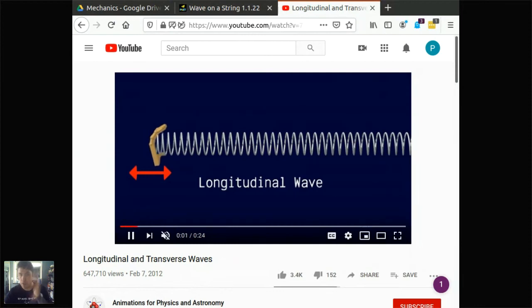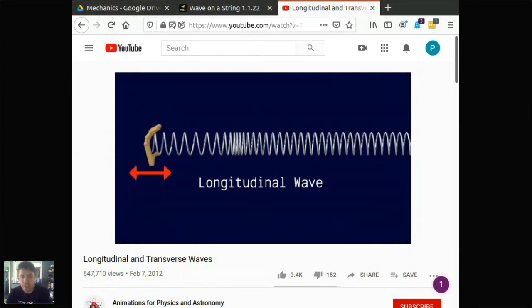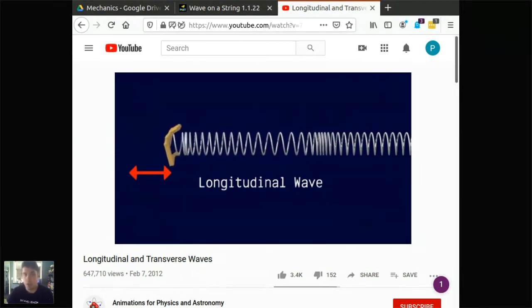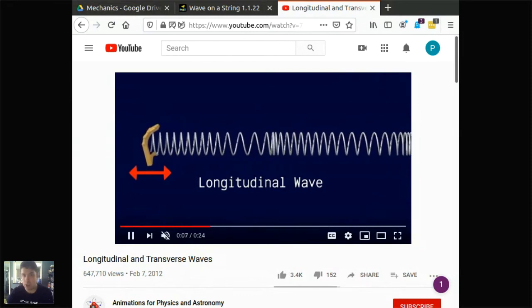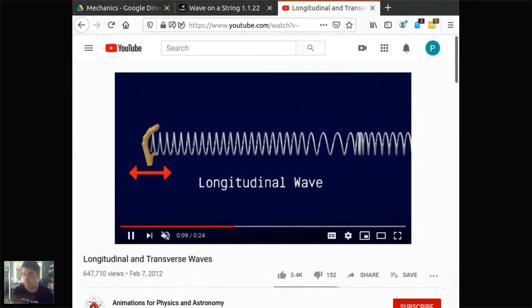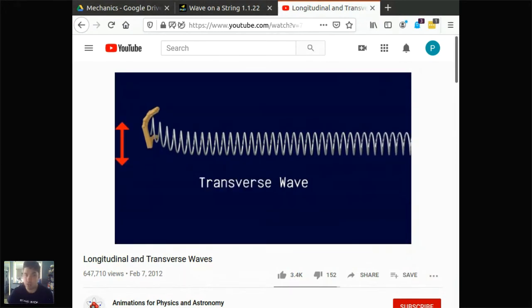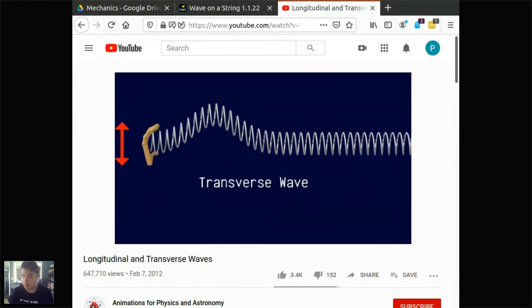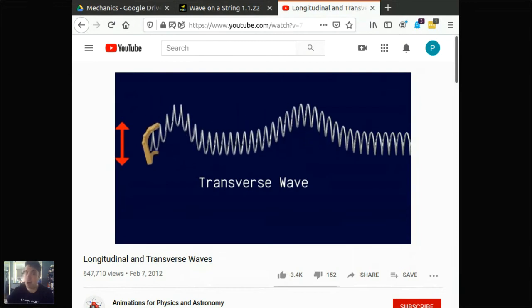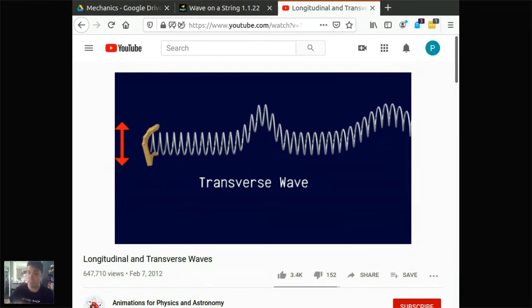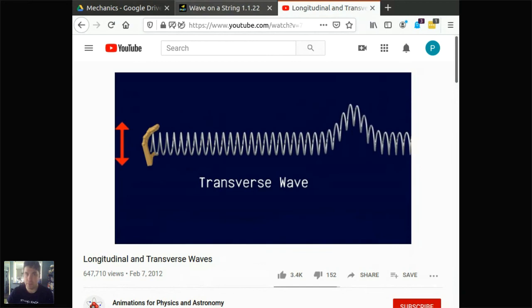For a longitudinal wave, you would squish the spring and it would go through. You'd make this back and forth sort of motion, and you're getting this oscillation in the same direction the wave is going. For a transverse wave, you'd wiggle up and down, up and down. The particles move perpendicular to the way that the wave is moving. That's the big difference.